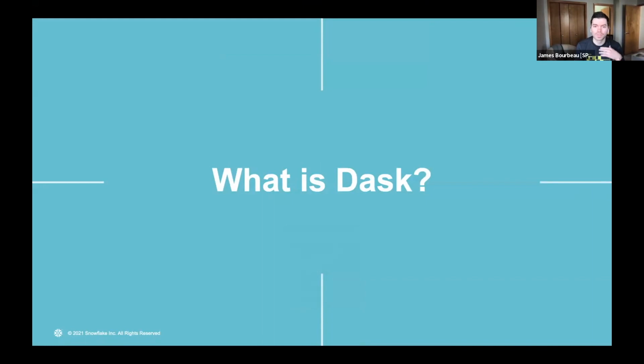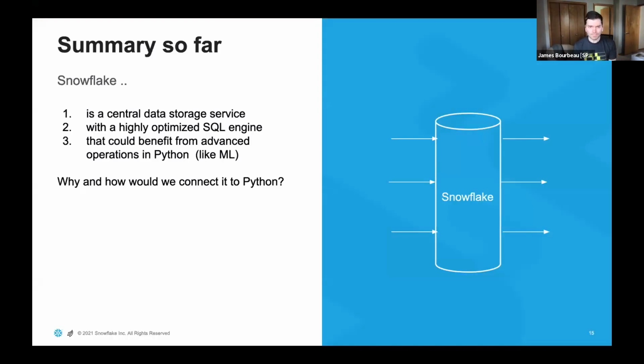So the second half of this talk is about integrating this new distributed fetch capability from Snowflake with Dask. To summarize so far on the Snowflake side, Snowflake is a centralized data storage service that has a highly optimized SQL engine. So it's really good at storing and serving data. However, Snowflake itself is a data access and management system which could benefit from more advanced operations in Python, like machine learning or any other kind of advanced analytics you might be used to in the PyData space.